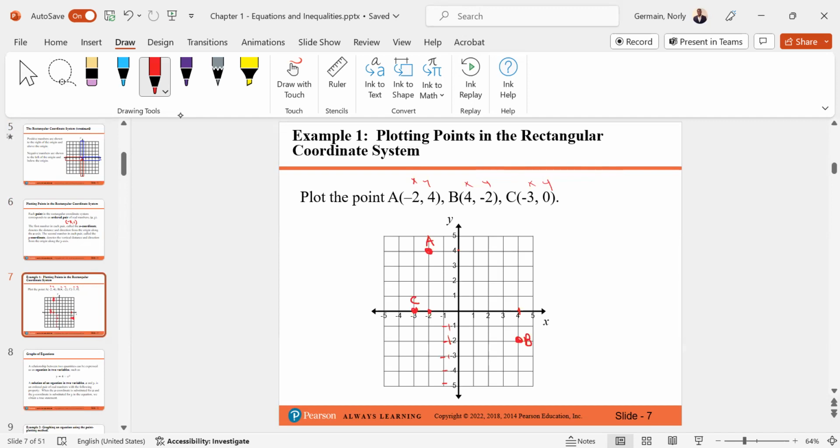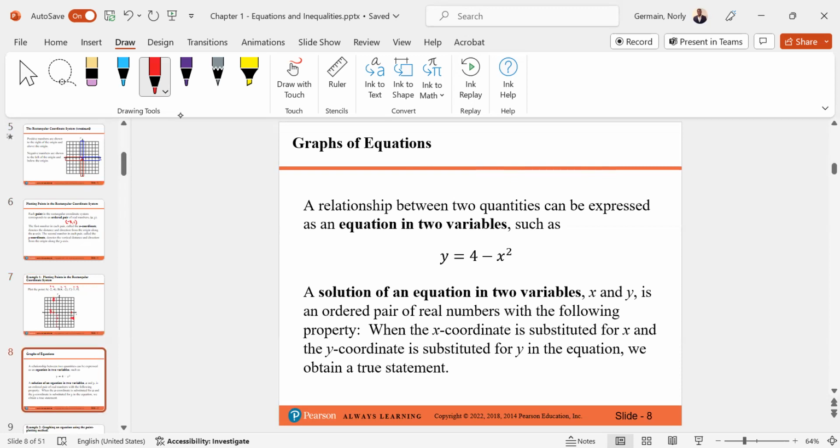Remember, the horizontal axis is x, the vertical axis is y, and the two perpendicular lines form a 90 degree, or right angle. The intersection is called the origin, or you can just put 0. So a relationship between two, we're going to go very quickly about it.